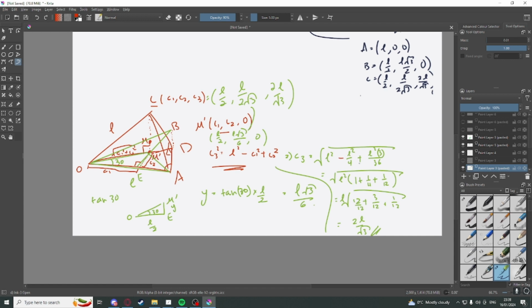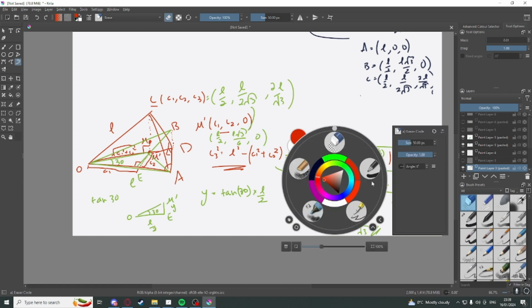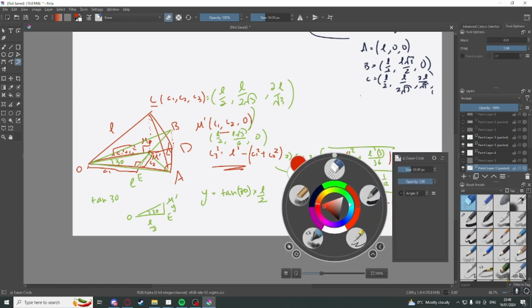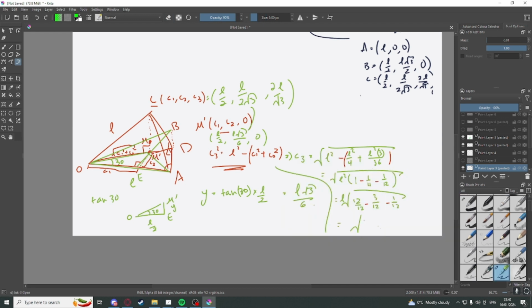So that's supposed to be a minus. Minus all of it actually. So this here is supposed to be... Let me rub this out as well. Minus, minus, minus, minus. Okay, so let's do this again. 12 minus 3, that's 9. Minus 1, that's 8. So 8 over 12 simplifies to 2 over 3. So this should be root 2 over 3 times L. There we go.